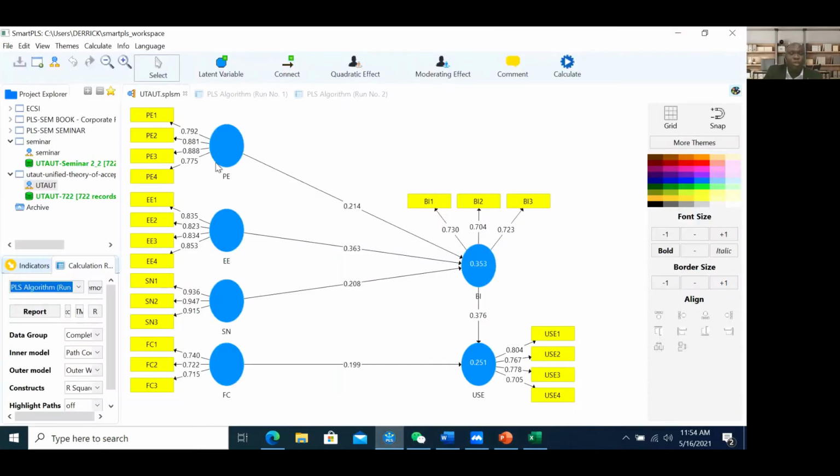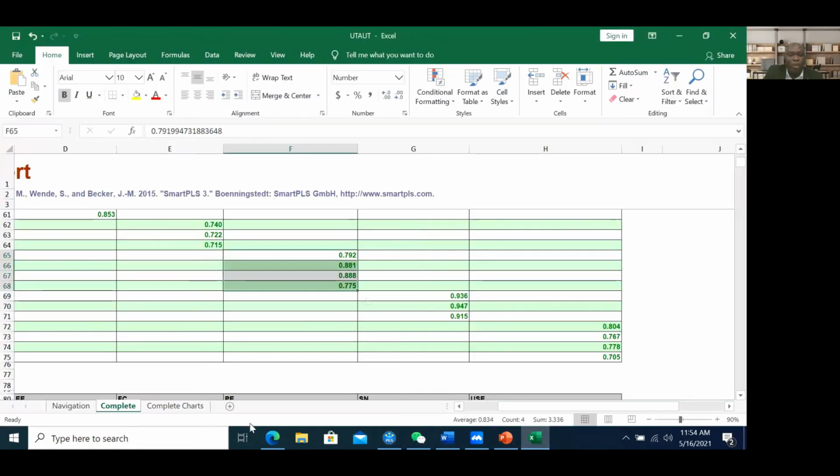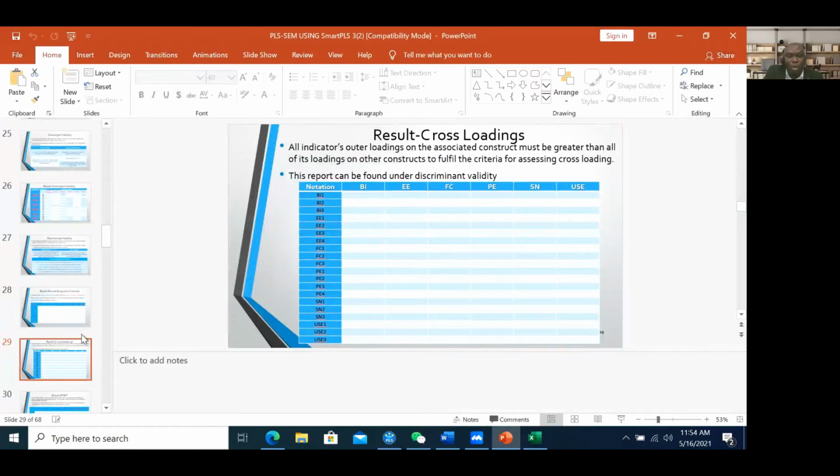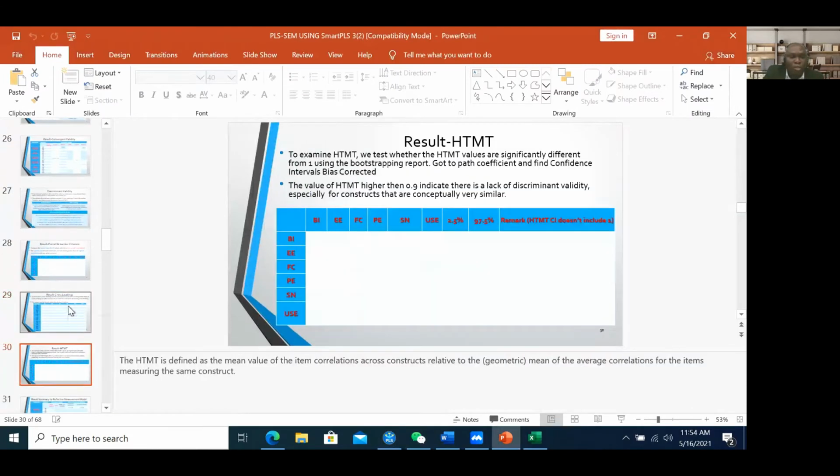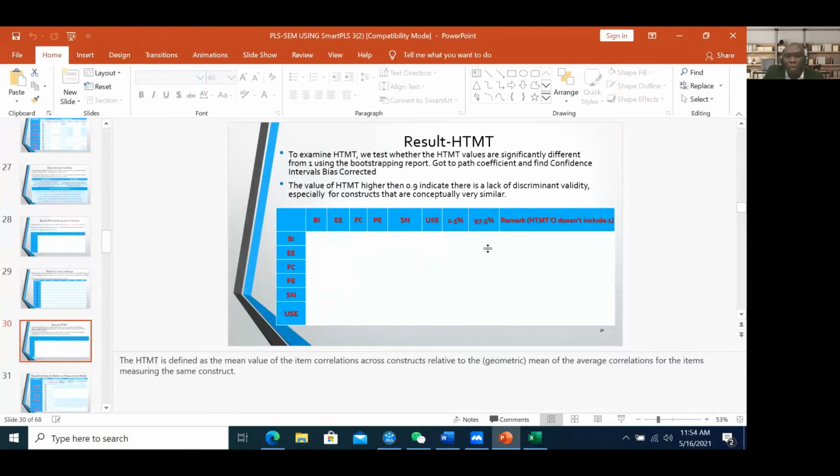You can even see straight ahead from the path diagram over here. These are what we call the outer loadings. Great. So how do you report that? This is how you report the HCMT. HCMT doesn't include 1, so you input yes or no.